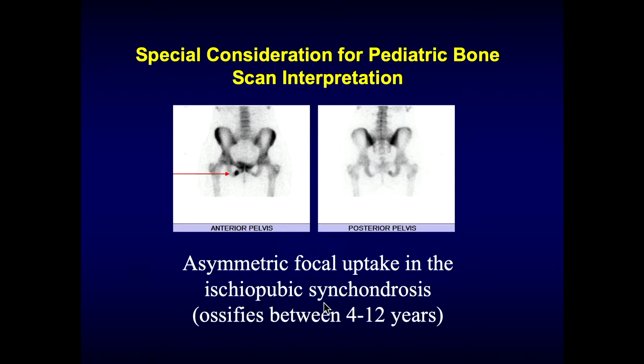So don't get fooled. This is a common one. This is asymmetric focal uptake in the ischiopubic synchondrosis, which ossifies between 4 and 12 years of age. Again, if you happen to have a CAT scan, it can be very helpful for correlation purposes. Otherwise, keep in mind when you're looking at younger patients, the ossification pattern is truly key.